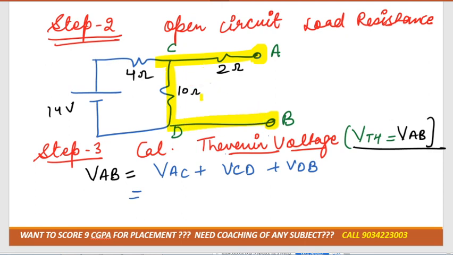Until and unless there is a current source. Remember, current source is just like our enemy, so we won't go through the path where our current source is present. Got it?